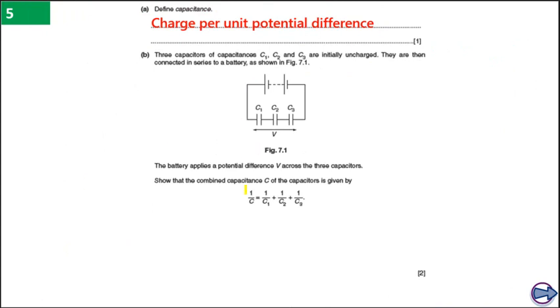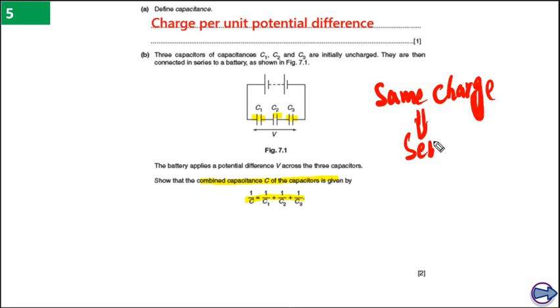For part B, simply we need to find the total capacitance of capacitors connected in series. As you can see here in this circuit, these capacitors are connected in series, and these are not identical capacitors, meaning their capacitance is different. Simply we need to derive this formula. So how can we derive this formula? We just need to understand one key concept. If we are clear about that concept, then we can derive this formula. And that concept is: same charge when capacitors are connected in series.